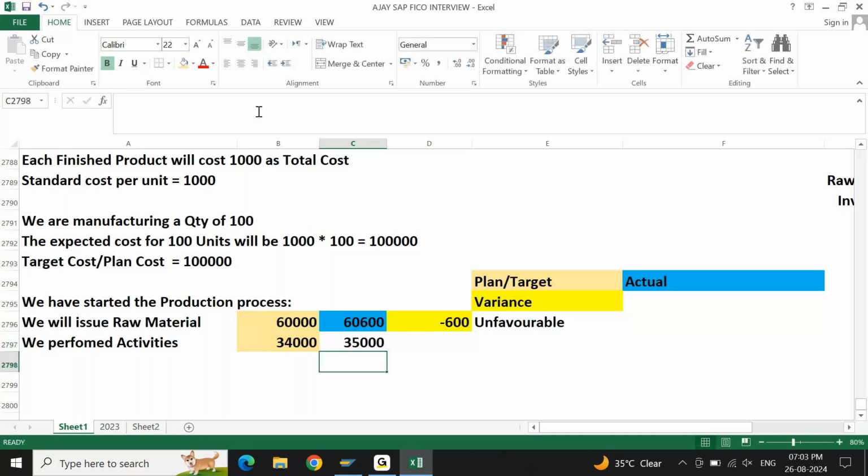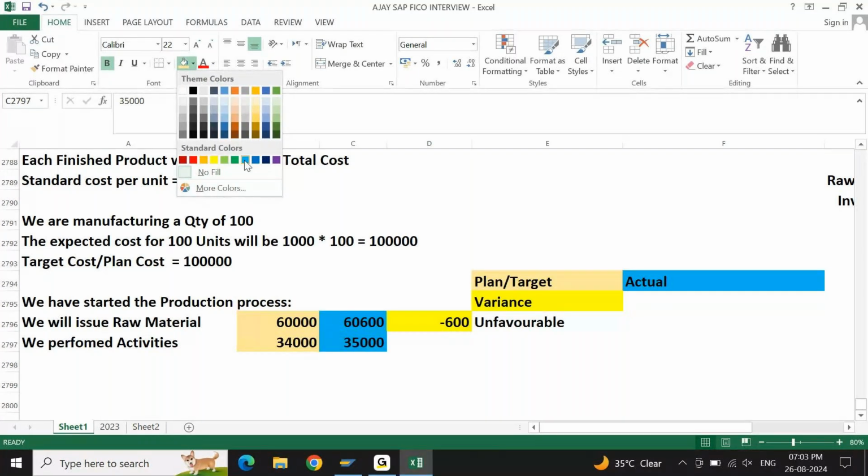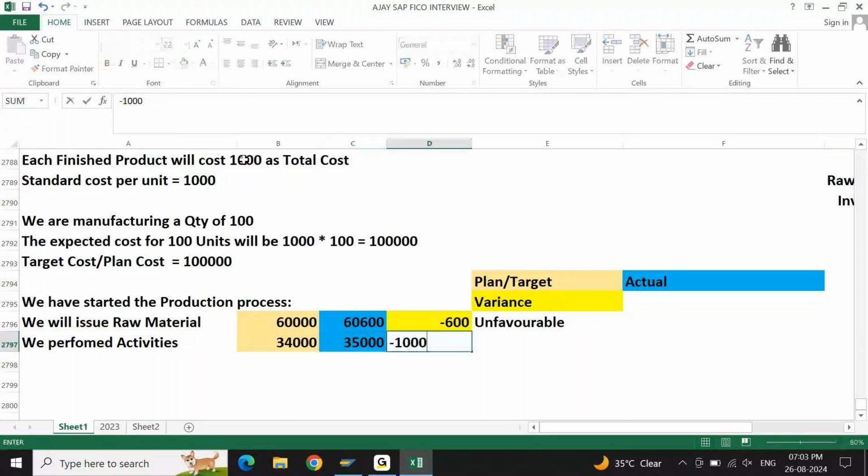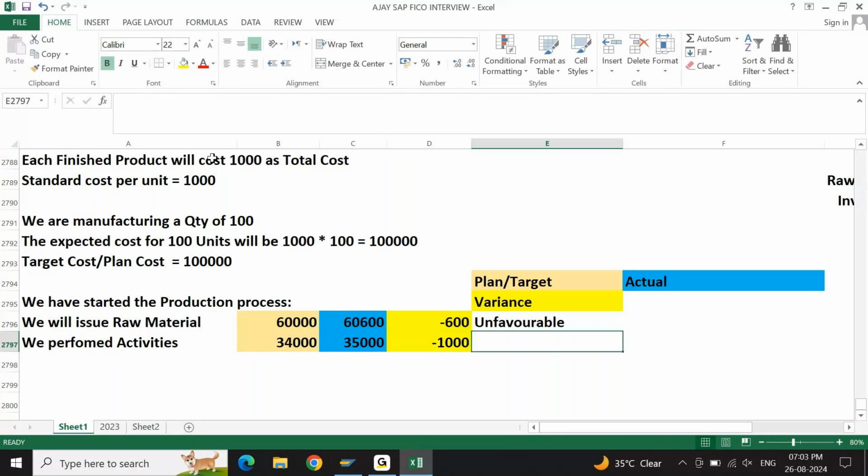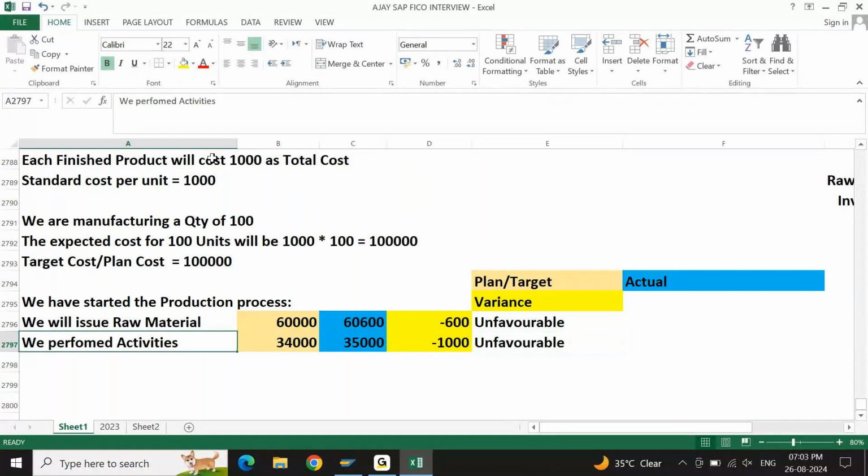Now there is a variance or not? How much is the variance? Minus 1,000. This is a variance. I'll put this also as variance. This is also unfavorable. Last one is what? Overheads.